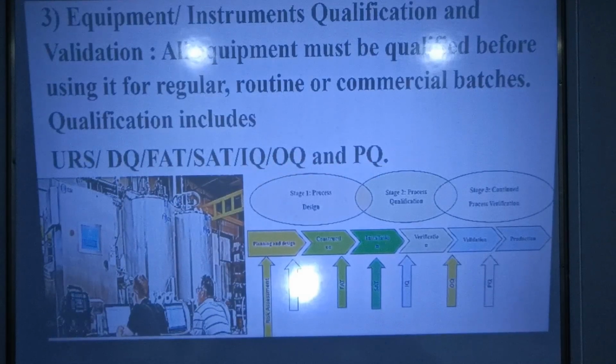There are three stages of equipment instrument qualification. Stage 1, process design. Stage 2, process qualification. Stage 3, continued process verification. Here you can see all parameters of equipment instrument qualification.